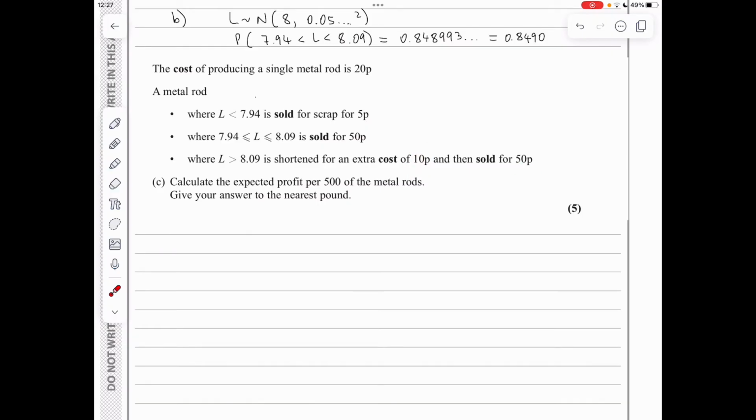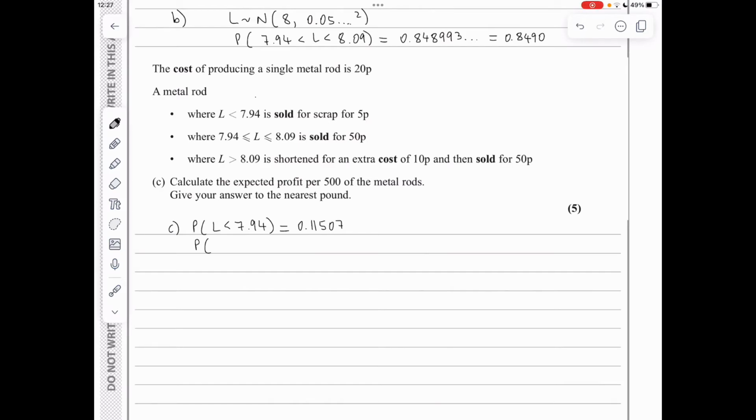We need to calculate the expected profit per 500 of these metal rods, giving our answer to the nearest pound. So let's start by considering the probabilities that are involved here. So we certainly want the probability of L being less than 7.94. So on the calculator, we plug in the values into the normal CD mode. We get 0.11507.